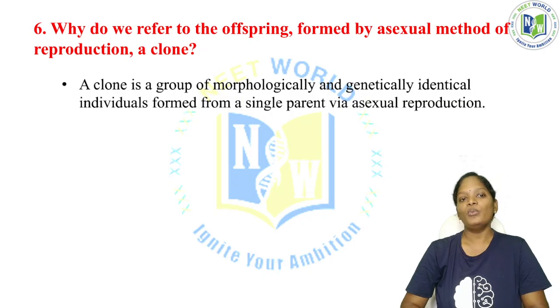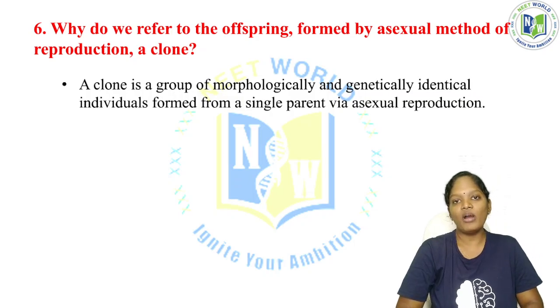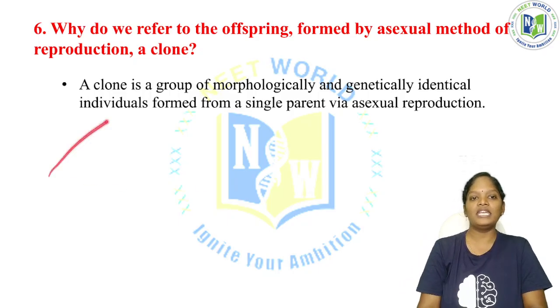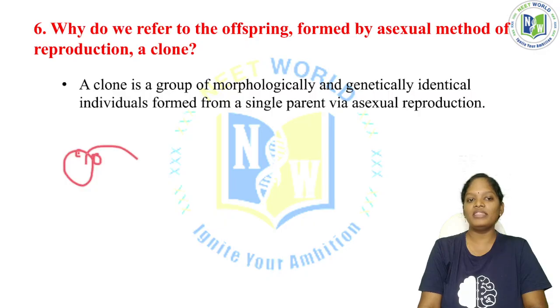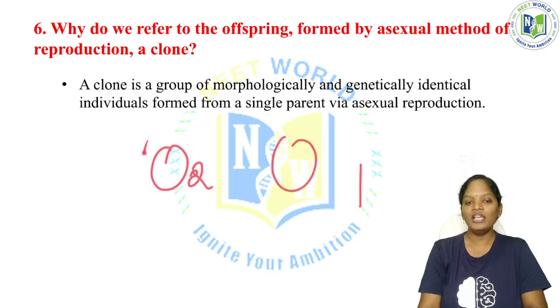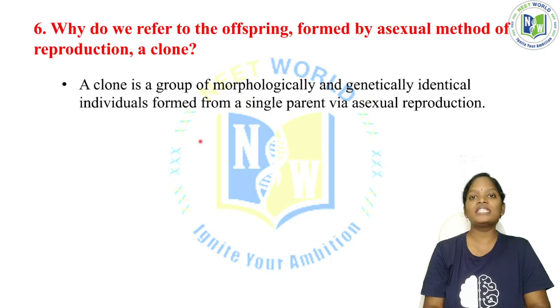Okay, so what do we call the offspring formed by the asexual method of reproduction? That is a clone. Okay, see here, they are asking what a clone is. Whenever we say clone, this is an organism, and the clone of this organism is this. So organism 1 and organism 2. Organism 2 will be the clone of organism 1, so how will these two organisms look? They look alike, they look similar.